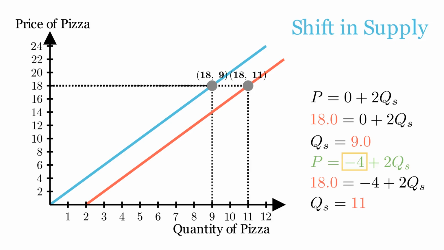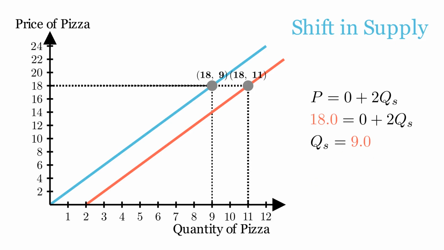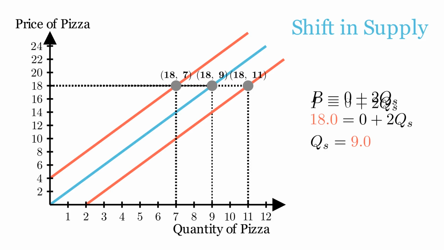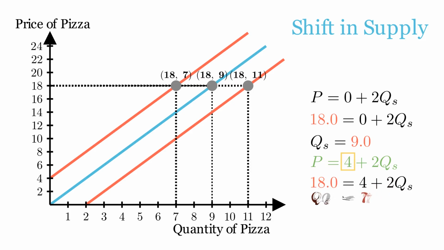Now let us consider the opposite situation. If the number of sellers decreases, the supply of pizza will also decrease. As a result, the supply curve shifts to the left. At the same price of 18, producers now supply only 7 units instead of 9. The supply equation changes again to P is equal to 4 plus 2Qs and the intercept changes from 0 to 4. When we substitute the same price 18 into the equation with the new intercept of 4, the quantity supplied becomes 7 units. This shows that producers are now supplying fewer units at the same price. This situation is called a decrease in supply.